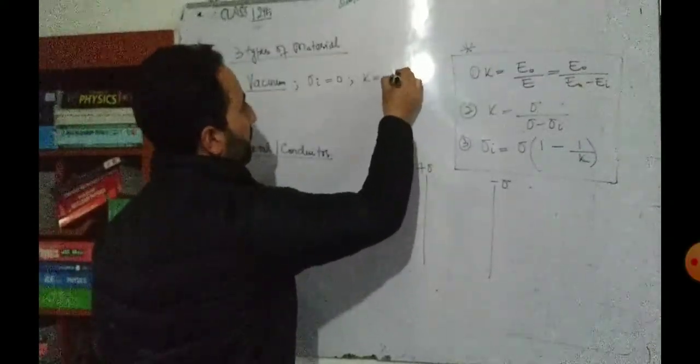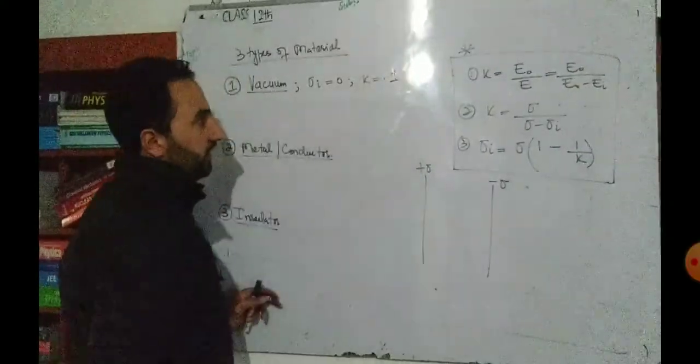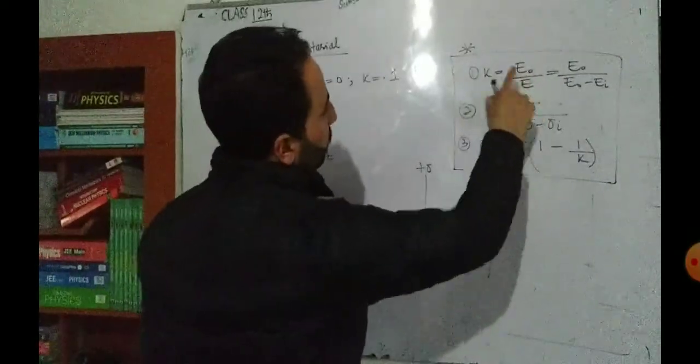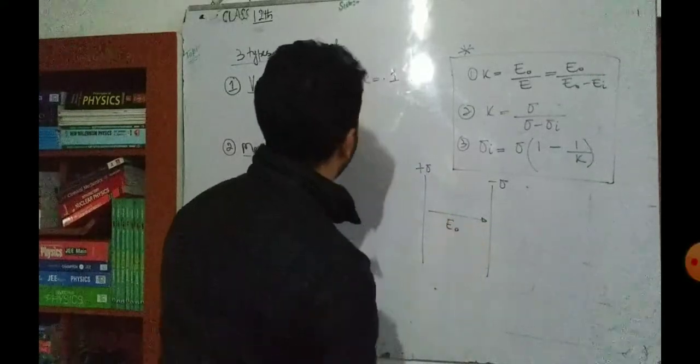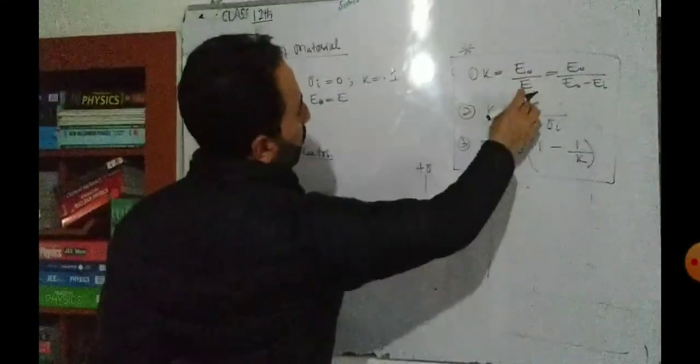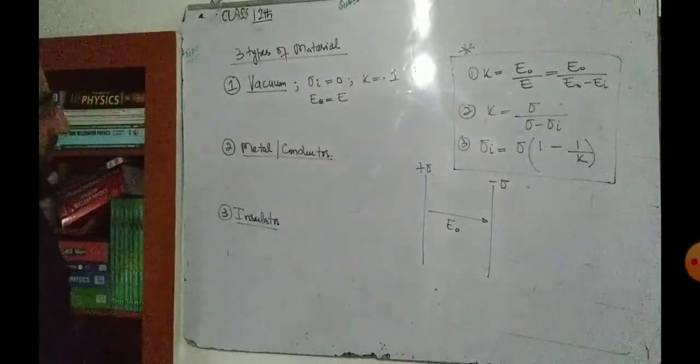So here I will rewrite it. K will be equal to 1. That means E naught is equal to E. As expected, there's only one electric field, that's equal to E naught. It will be equal to E. So E naught will be equal to E. And hence also k is equal to E naught by E, that's equal to 1. ठीक है ना बेटा? For vacuum.